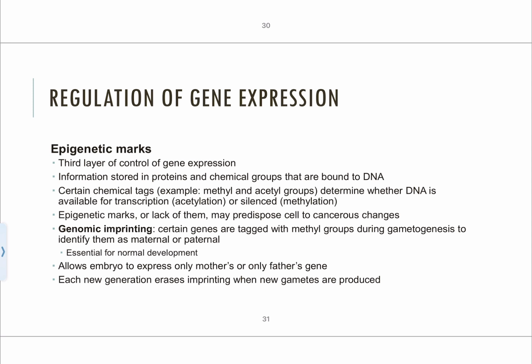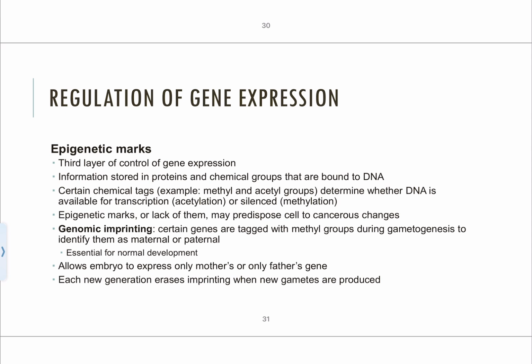So if we have an acetyl group attached to our DNA, that means that this specific area of DNA is available for transcription and eventually translation to form the protein. If we have a methyl group bound to this particular region of DNA, that's going to silence it, which means that that portion of the DNA is not going to go through transcription or translation, and it's not going to be expressed. So epigenetic marks or not having epigenetic marks can actually predispose cells to cancerous changes.